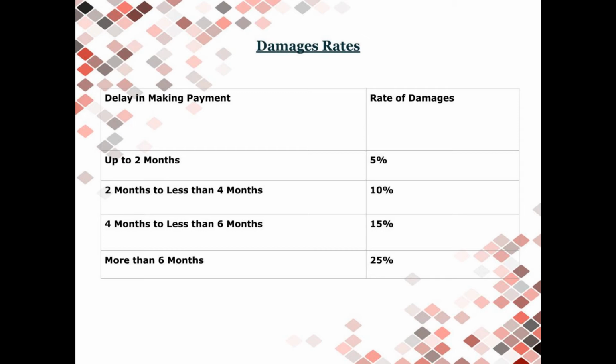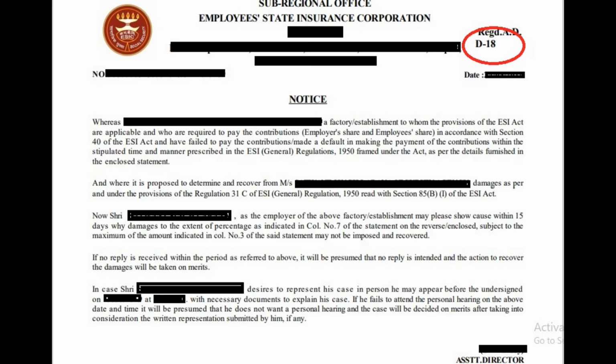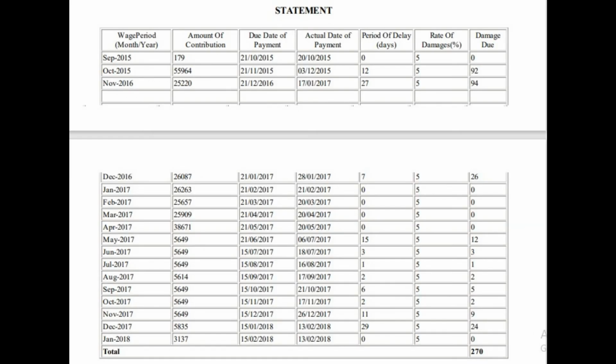As you can see on the screen, if the delay in making payment to ESIC is up to 2 months, it is 5%. If the delay is more than 2 months but less than 4 months, it is 10%. If the delay is more than 4 months but less than 6 months, then the rate of damages is 15%. And if the delay is more than 6 months, then the rate of damages is 25%. So the longer the delay, the higher the rate of damages is.